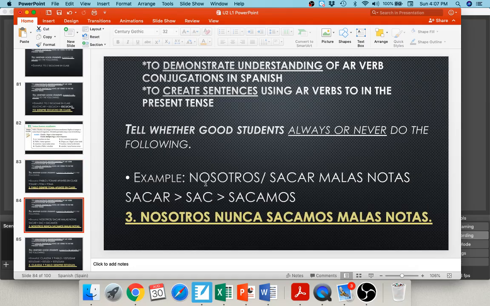In our next example, we're given nosotros and sacar malas notas, to get bad grades. Well, would a good student always or never get bad grades? I would say never here. It's too bad sometimes isn't an option, okay? But we never get bad grades, we're going to say here. So nosotros nunca for never. And then for sacar, to say we never get, we're going to take sacar, chop off our AR, we're left with sac. And to say that we never, we're going to add amos on the end. So nosotros nunca sacamos malas notas. We never get bad grades.